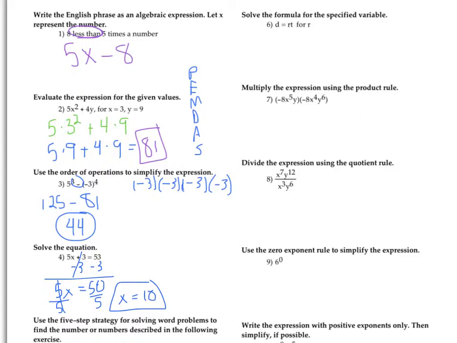Number 6. Solve for the specified variable. They tell us to solve for r, which means get r by itself. That pesky t is right next to the r, so let's divide it on both sides. So d over t equals r. That'd be our answer.